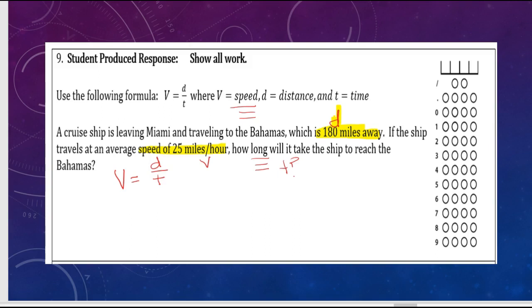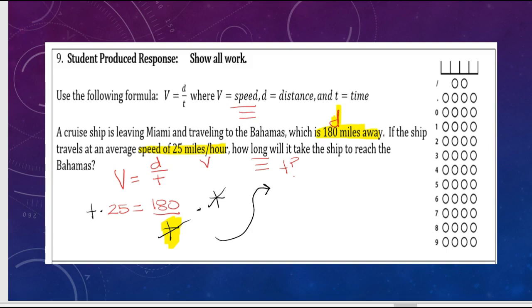So I know velocity, or the speed, it's 25 miles per hour. I know the distance. It told me that Miami and the Bahamas are 180 miles away from each other. What I don't know is the time. So I'm solving for time. Now, in order to solve for time, it's in the denominator. So I need to untrap it from the denominator, which means I'm going to move it with multiplication. So a divided by t moves by multiplying by t.